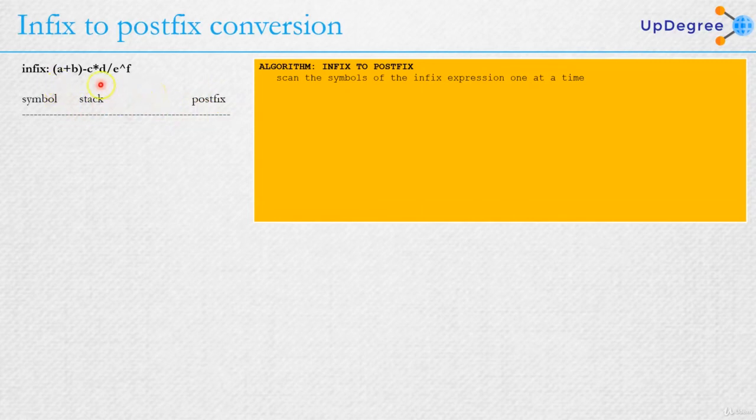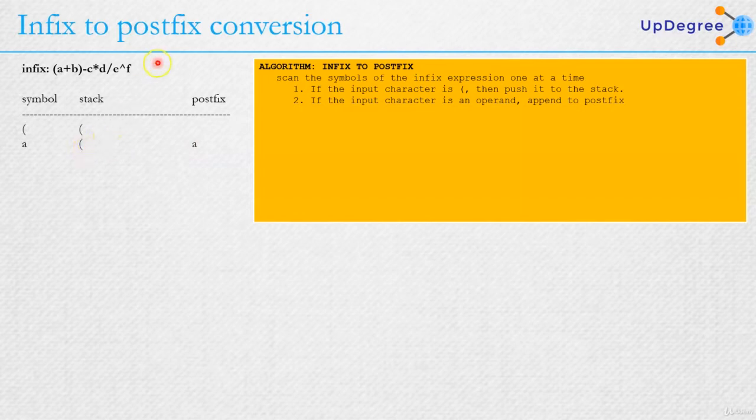Let's begin. Starting from left to right, the first symbol that we scan is a left parenthesis. The rule says if the input character is a left parenthesis, then push it to the stack. So the symbol scanned is a left parenthesis and we push it to the stack. The next symbol is a, which is an operand. The rule says if the input character is an operand, append it to postfix. So we get the symbol a and we append it to postfix. The stack still has a left parenthesis.